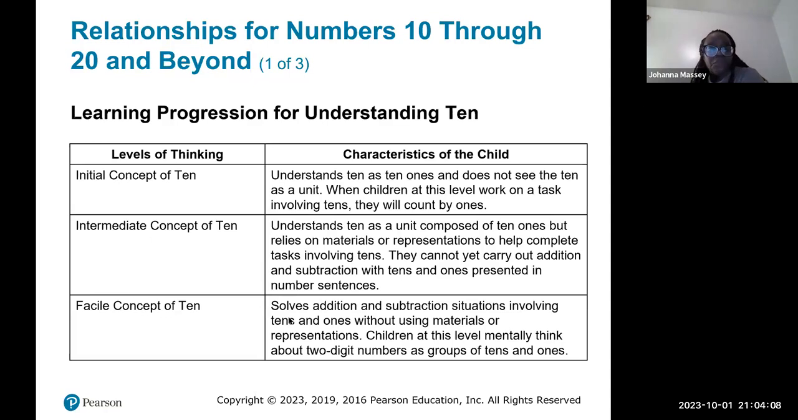Then you have the intermediate concept of 10: understand 10 as a unit composed of 10 ones, but relies on material or representation to help complete tasks involving 10. They cannot yet carry out addition or subtraction with tens and ones presented in a number sentence. So they're building to that. And then the facile concept of 10: solve addition and subtraction situations involving tens and ones without using material or representation. So, they're a little older when they do that. Children at this level mentally think about two-digit numbers as groups of tens and ones.